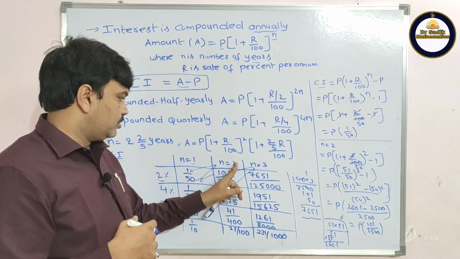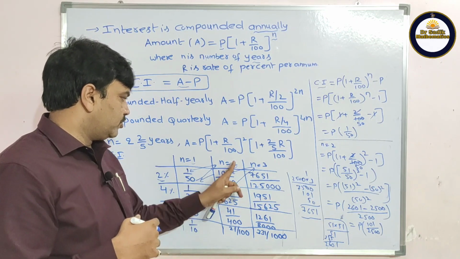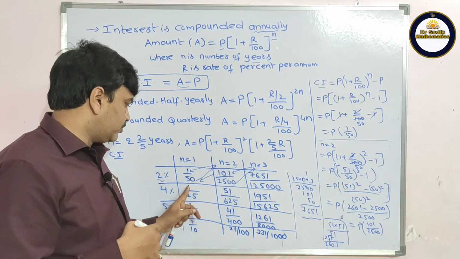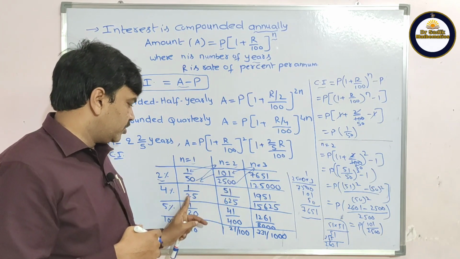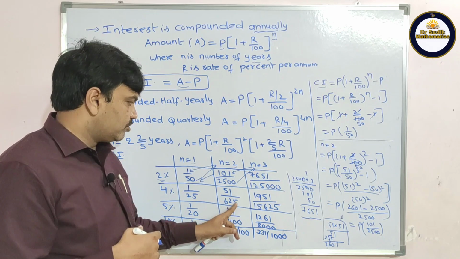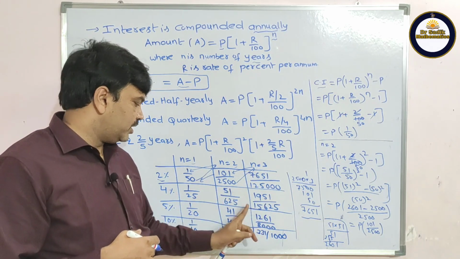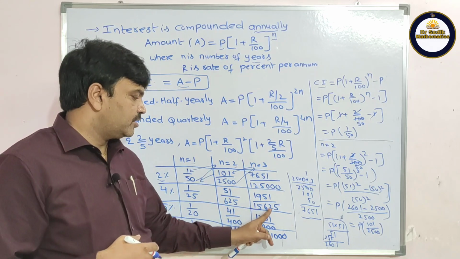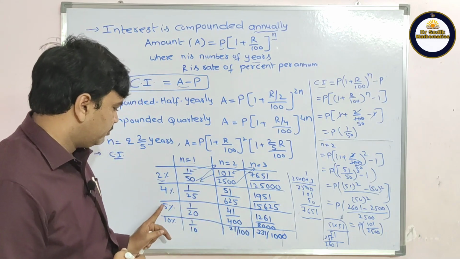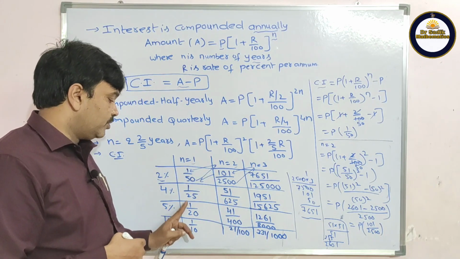For n is equal to 2, 25 into 2, 50 plus 1, 51 by 25 square, that is 625. Now for n is equal to 3: 625 into 3 plus 51 plus 25. Then we get 1951 by 25 cube, that is 15625.